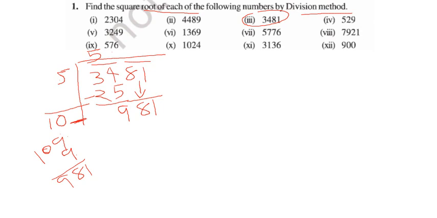So we put 9 here and put 9 in the answer too. Now 109 multiplied by 9 is exactly 981. If you subtract this 981 from 981, the remainder is 0. That means this number 3481 is a perfect square, and the answer will be 59.